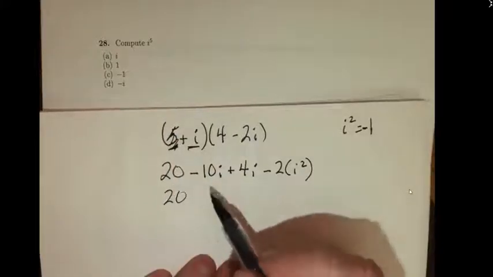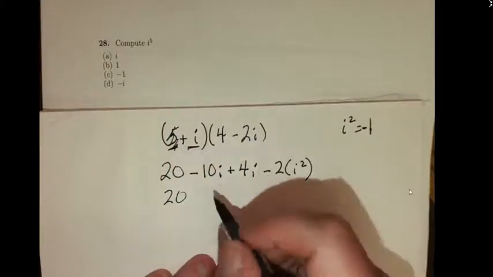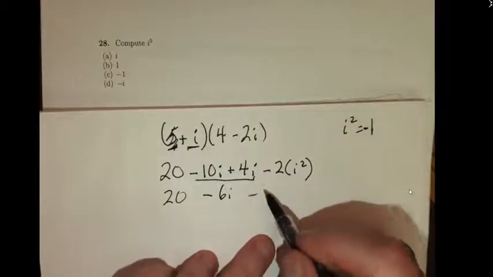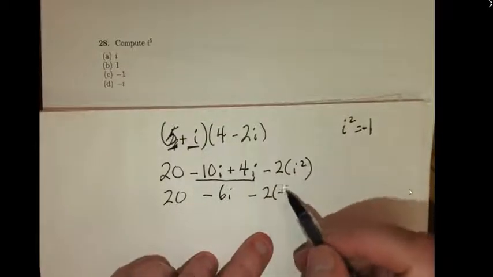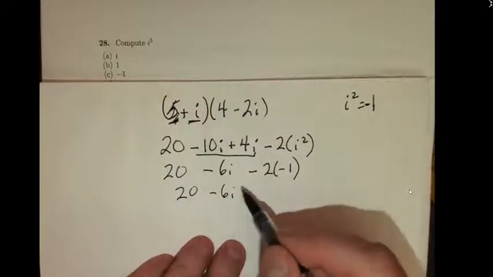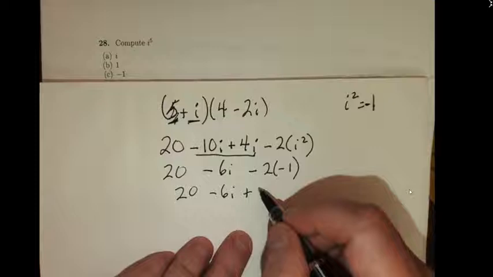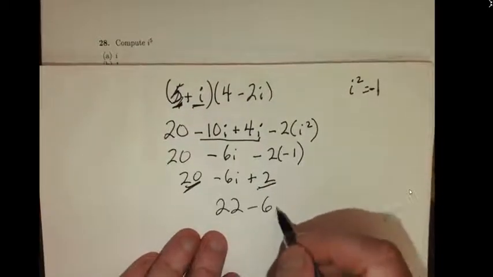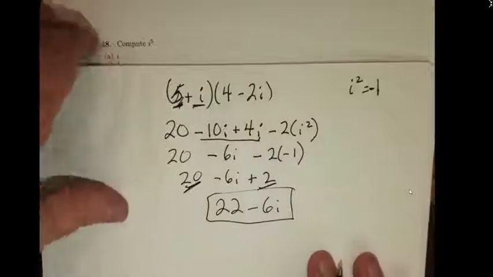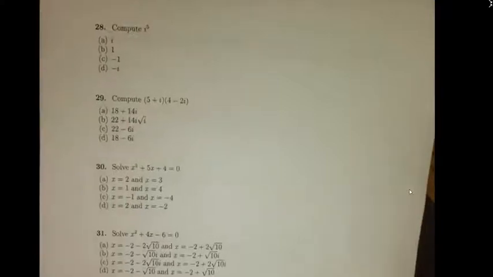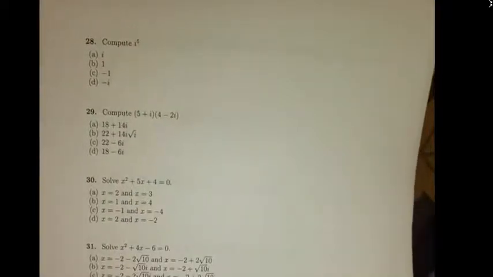So here, -10i plus 4i is -6i. Okay. And here I'm going to have -2 times i squared, which is -1. So I'm going to have 20 minus 6i, and then plus 2. And so 20 plus 2 is 22. And my answer is going to be 22 minus 6i. And we have 22 minus 6i for number 29. Okay, so that concludes the latest batch of 10 questions.